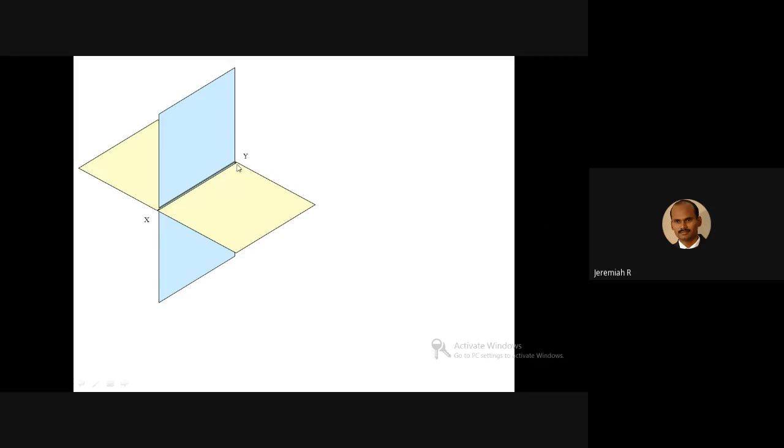This line is called the XY line or reference line. So in the first quadrant also this is the XY line. In the second quadrant also this is a reference line. In the third quadrant also this is a reference line. In the fourth quadrant also this is a reference line or XY line.